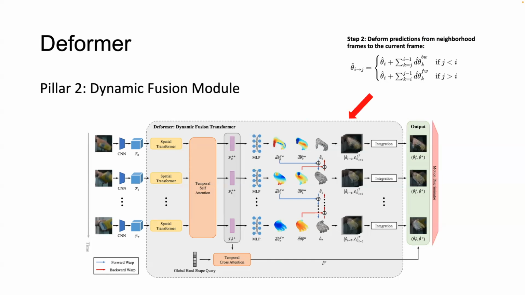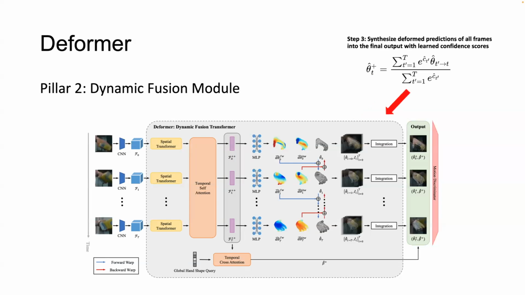The second step is to deform the hand poses of all frames in the sequence to the current frame, resulting in multiple hand pose estimations for the current frame. Finally, these deformed hand pose estimations are synthesized into a robust final output with the learned confidence score.